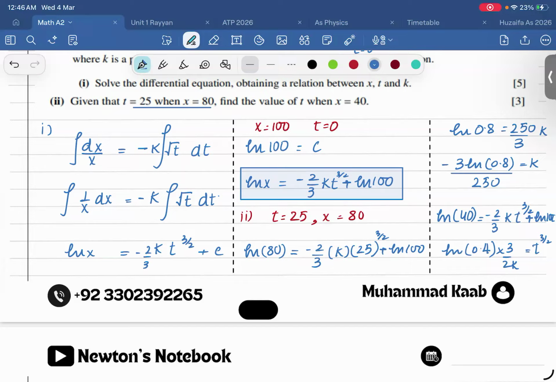Is it, by the way, ln 80? Okay, fine, that's correct. 0.83 and 150. Okay, so 250 over 3. So 3 ln 250k, that's fine.